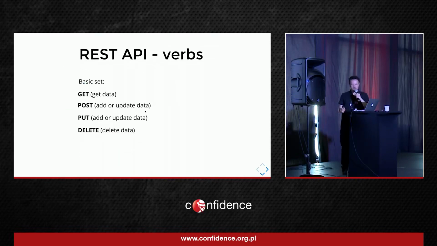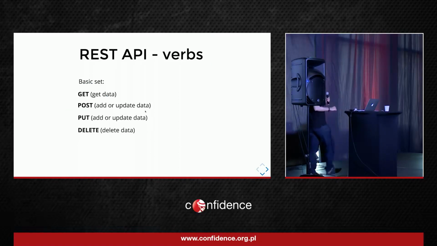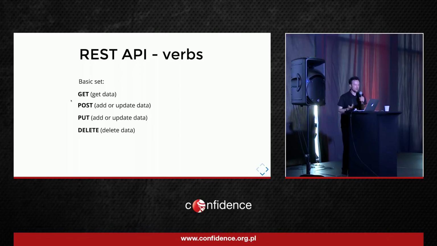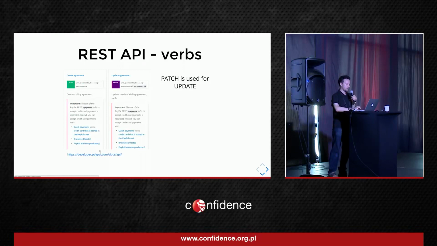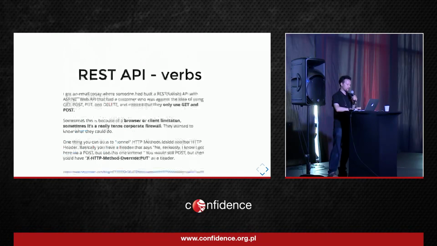Okay, a couple of words about HTTP verbs. Normally, concerning REST APIs, we use something like this: GET for getting data, POST for adding or updating, PUT for adding or updating, DELETE for deleting. Sometimes you can find PATCH for updating and a couple of different methods. For example, on PayPal, you can use PATCH for update.